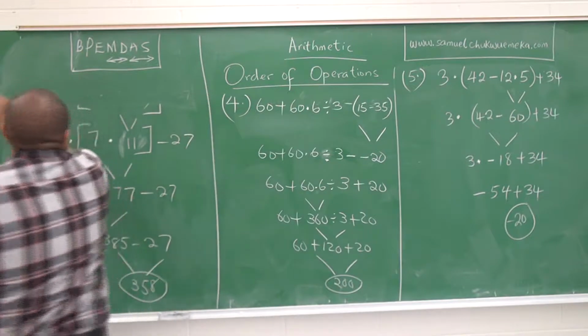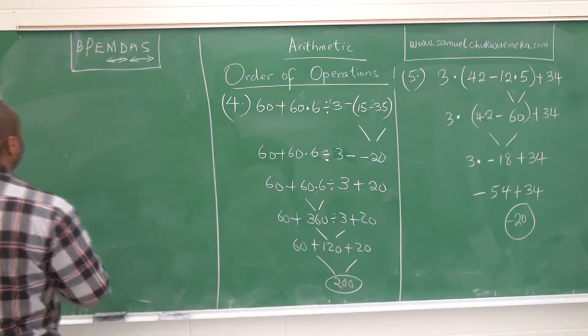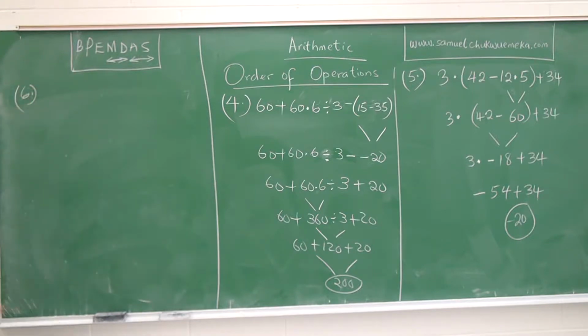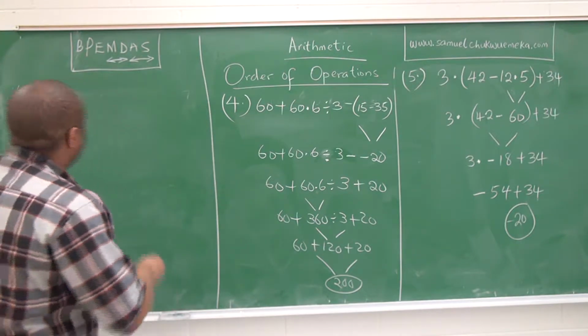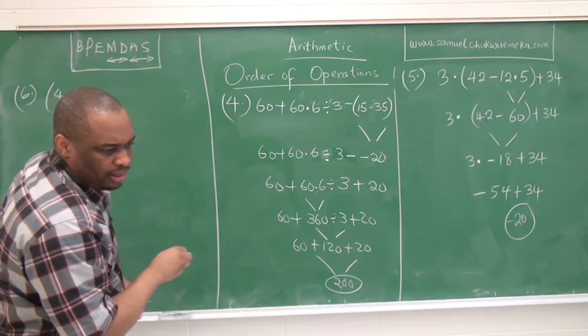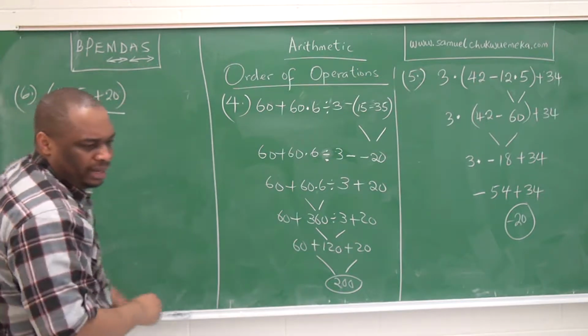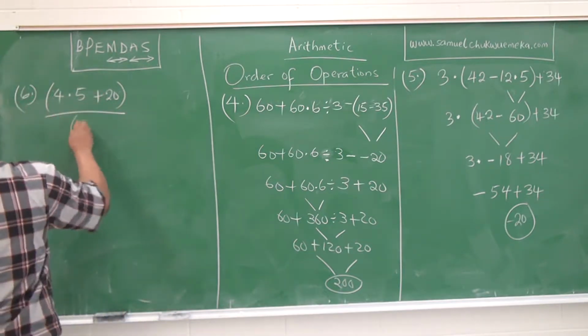Okay, number 6. Let's do some division. 4 times 5 plus 20. Let's start with the simple division. Divided by 2 times 4.